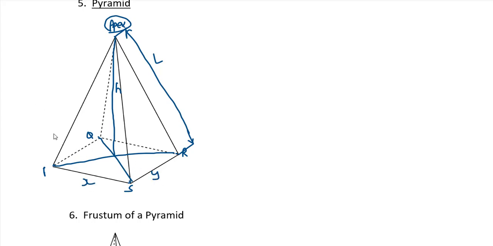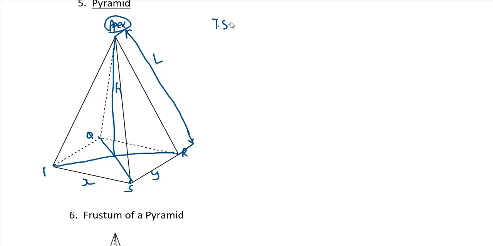You can have different bases as well. You can have a square pyramid, you can have a hexagonal pyramid, where the base will be a hexagon. In that case, all you have to do is remember the area of the base. For our calculation, we will consider this as a rectangular pyramid. Let us now calculate the total surface area of this pyramid.